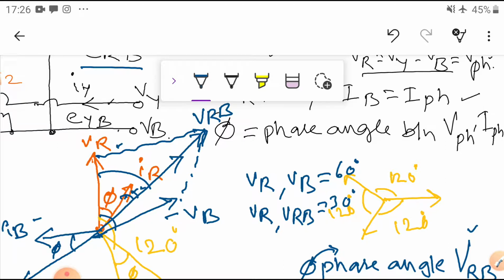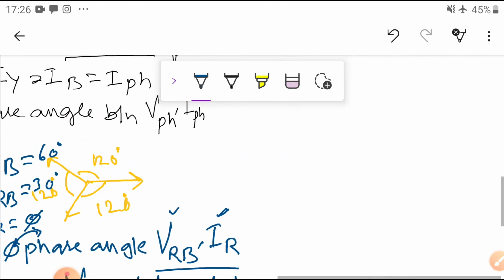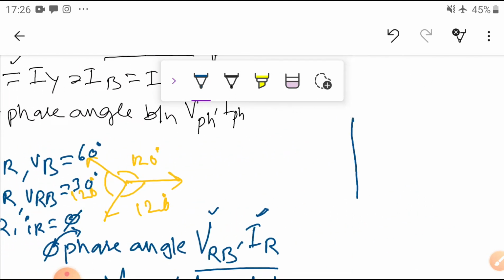Okay, now I want here the phase angle between VR and IR. What is the phase angle? That is equal to the phi angle. Here you can see, so I can write it clearly. This is VR, this is IR, and the angle is equal to phi R. Okay, now we got it.